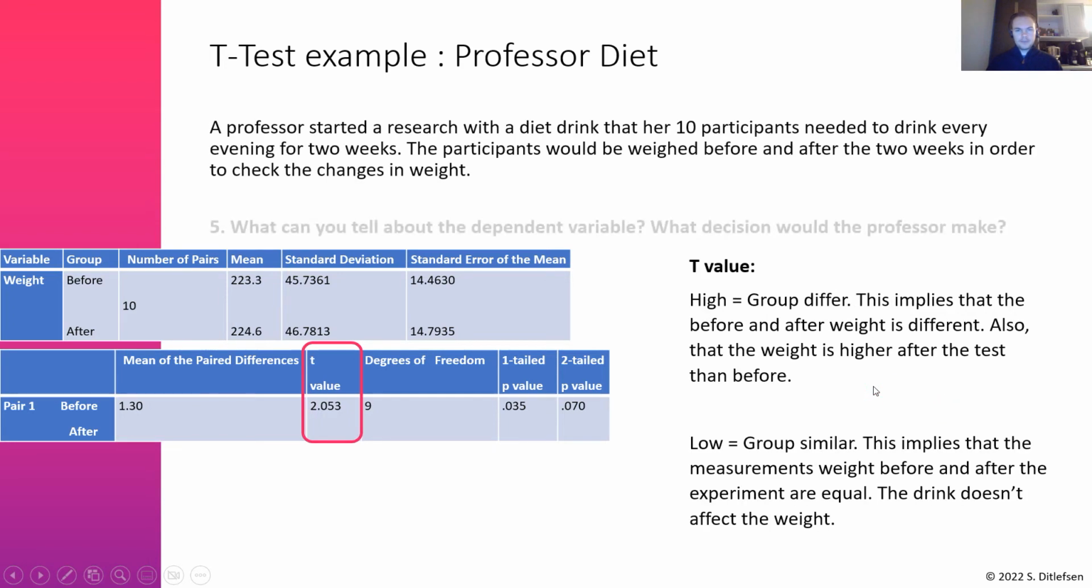And now we have the t-value. And this one is really interesting. So a high number means that the groups differ. This implies that the before and after weight is different. Also, that the weight is higher after the test than before. So if it's a high number, the weight is higher. If it's a low number, the groups are similar. This implies the measurements of weight before and after the experiment are equal. The drink doesn't affect the weight.